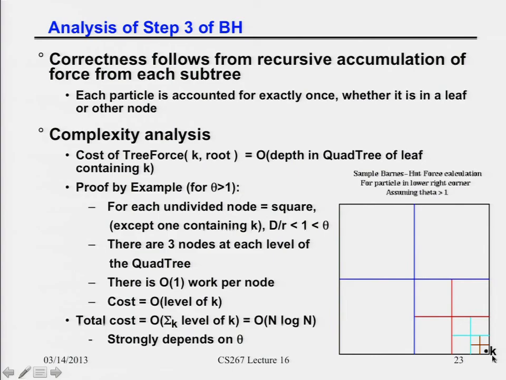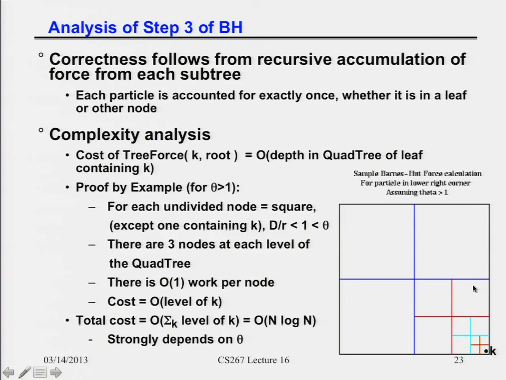So these three brown boxes in the bottom corner, they're a distance, let's say, 1 away, and their width is 1. So the ratio of D to R is 1 for all these three boxes. So the subroutine will say, you're far enough away, I'll just approximate you. The next level in the tree is distance 2 away, and these are all 2 by 2 boxes. So the criterion will say again, there's only a finite number of boxes at this level.